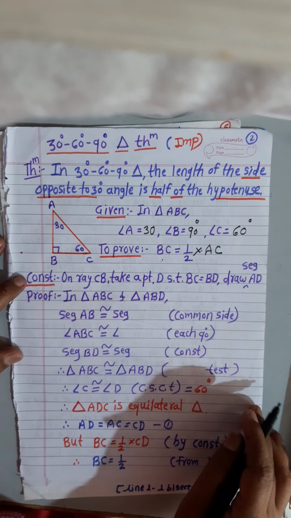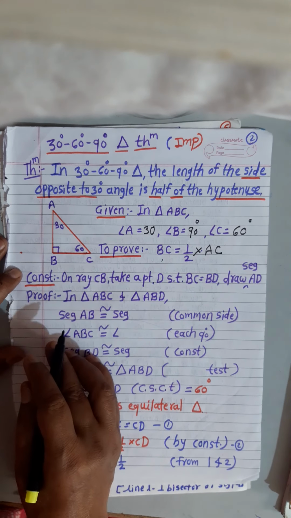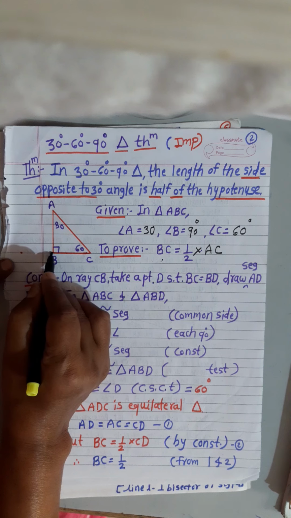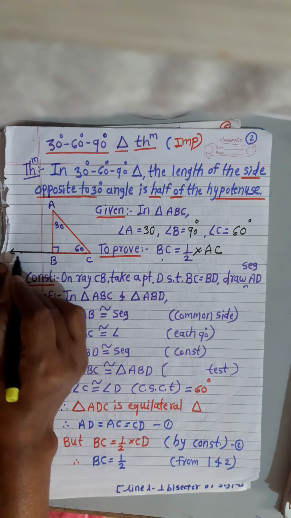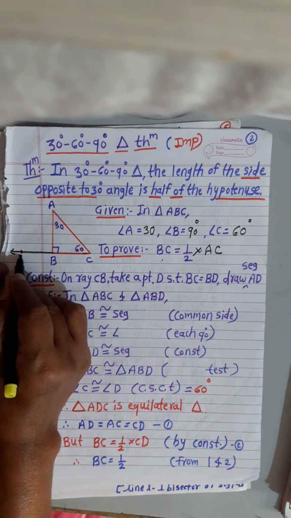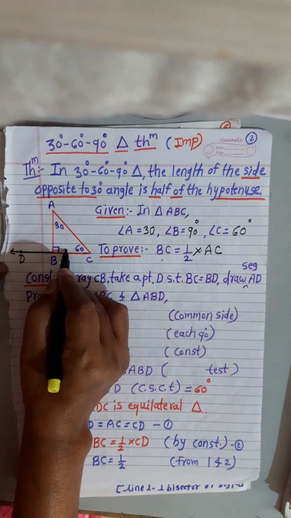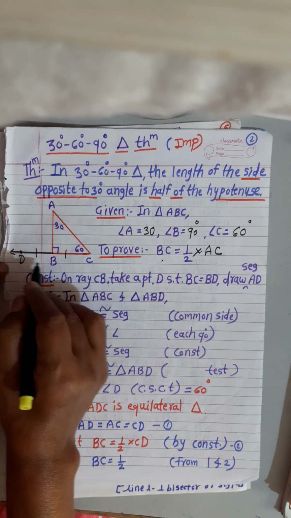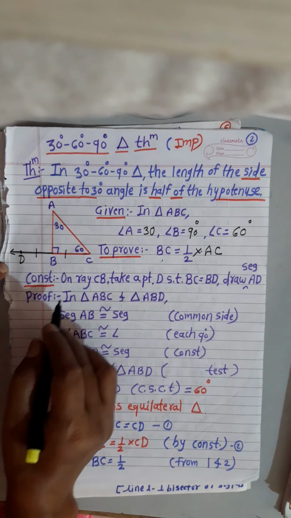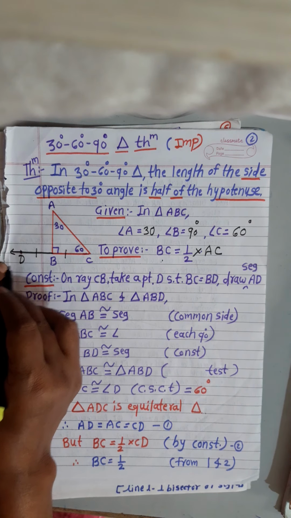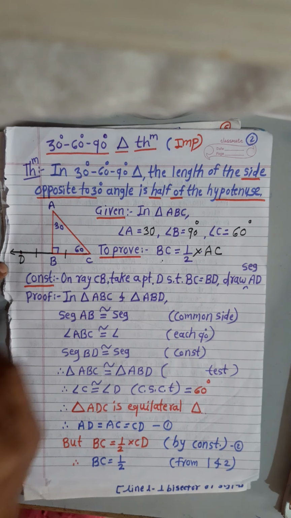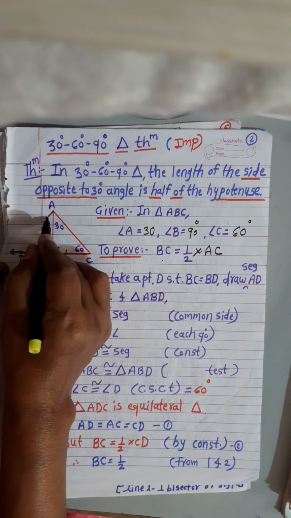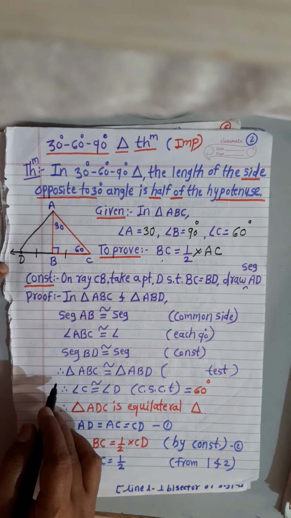Now we have to do some construction. Remember this construction. On the ray CB, take a point D such that BC equals BD. Segment BC is congruent to segment BD. Again, on the ray CB, take a point D such that BC equals BD. Now draw segment AD. Join point A and D.